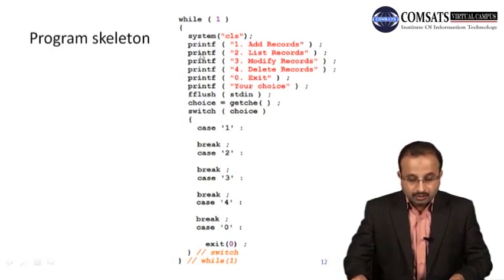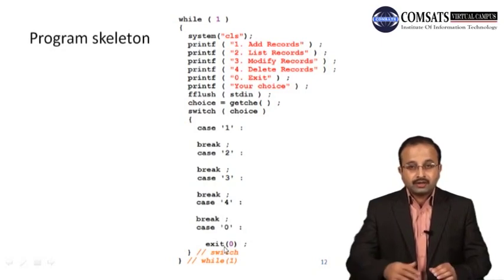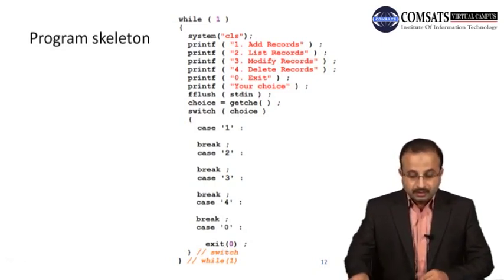Then you have a switch. So all these things are in the while one loop. So what is the way to go out of the program? That is to choose the option number 0, that is exit. So it comes in the 0 case, and then this function exit 0 will be called and the program exits. So what do we have in case number 1?